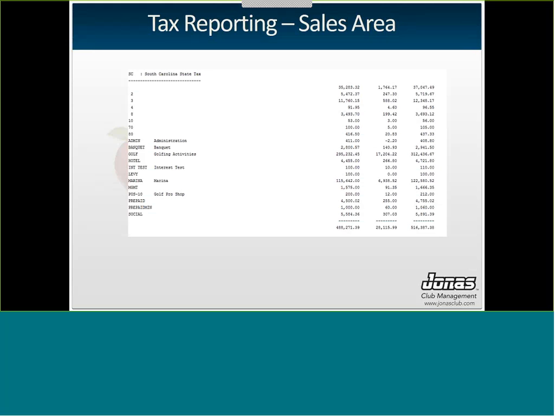And lastly, this is our summary by sales area. So you can see that on all my sales areas, my admin, my banquet, my golf, it gives me all of my sales, all of my taxes, and then a total. So this could be used as backup for your remittance.